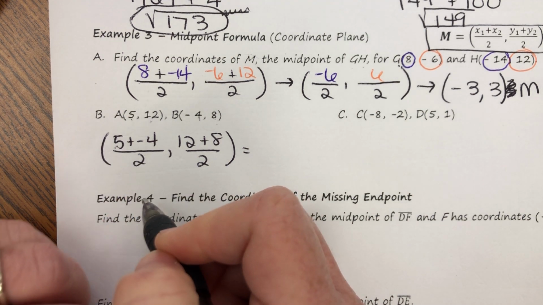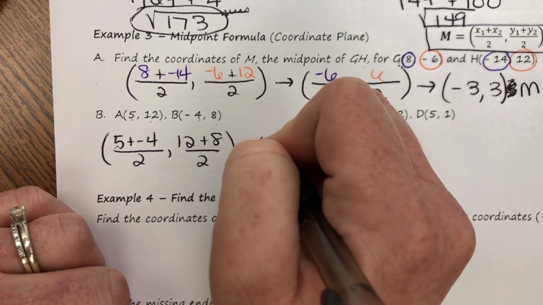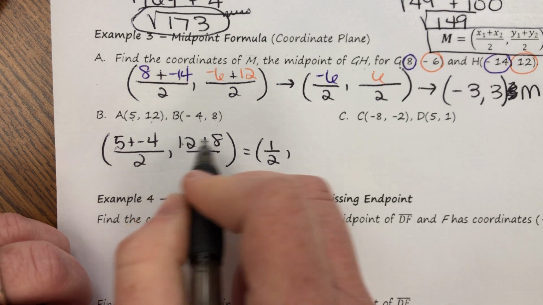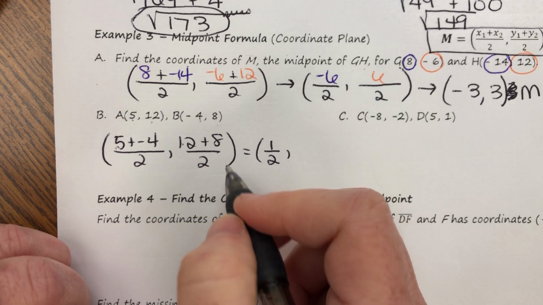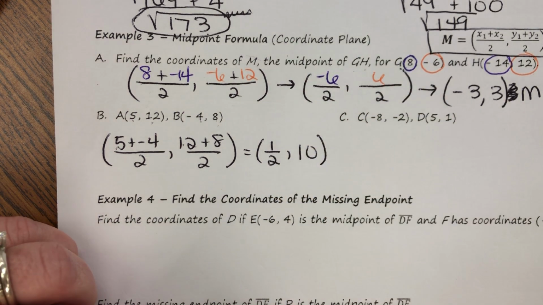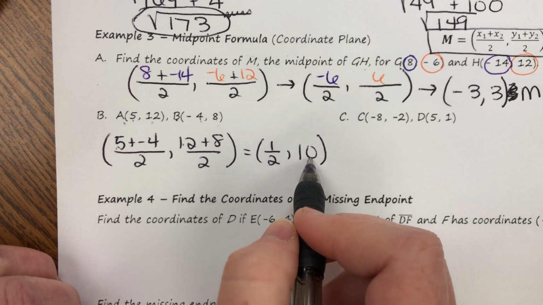5 plus negative 4 is the same thing as 5 minus 4, which is just 1, divided by 2. And then 12 plus 8 is 20, and 20 divided by 2 is 10. So my midpoint between A and B here is 1/2 comma 10.